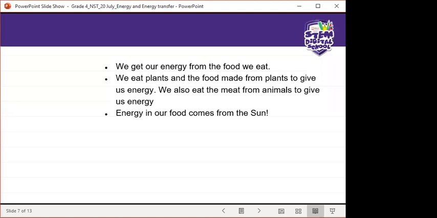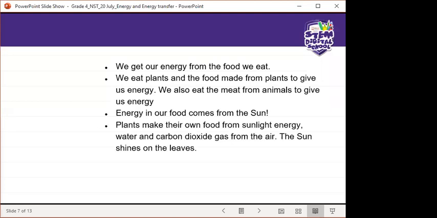Okay, so energy in our food comes from the sun. And maybe you're asking, how does it come from the sun? Because I also saw someone here respond when I asked where we get our energy from. They said, the sun. So we are going to look deeper into that.